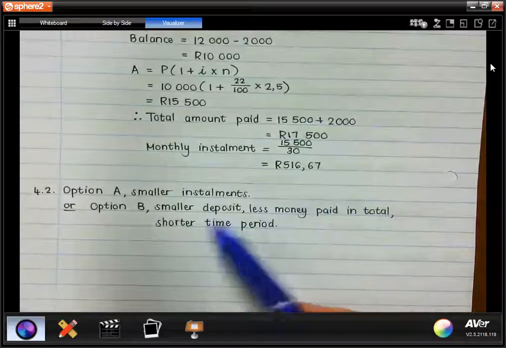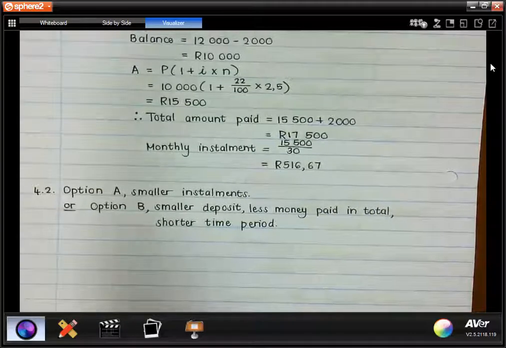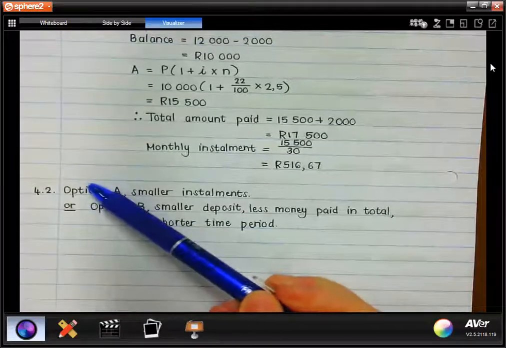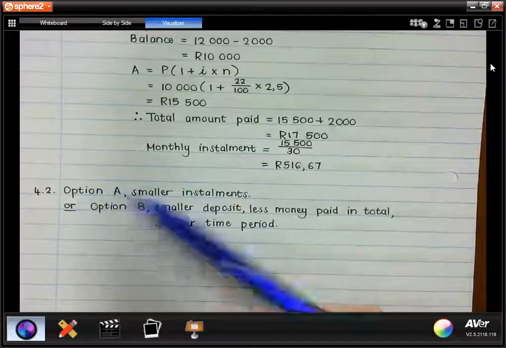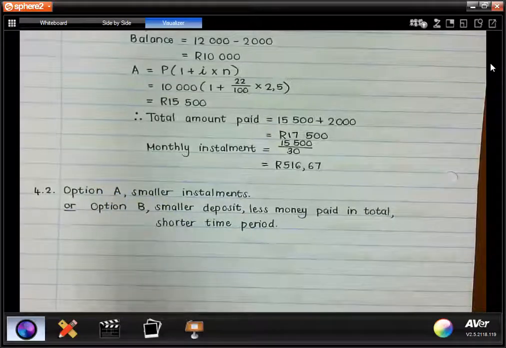You could have said that, or you could have said shorter time period, all right? Option A, you're paying off for 36 months, option B, only 30. Okay, so just make sure that you have either option A and one of these, or option B and one of those things. Okay.